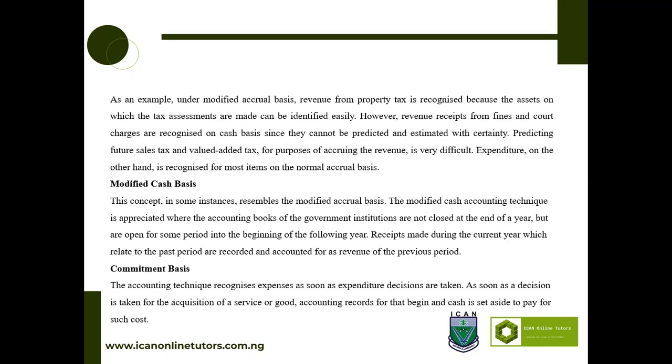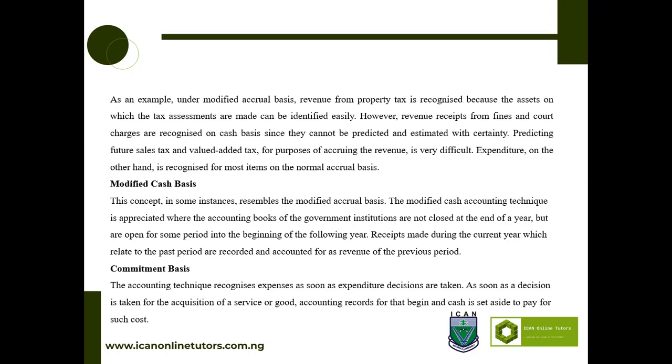All right, receipts made during the current year, which relate to the past period, are recorded and accounted for as revenue of the previous period. While on the cash basis, we said the cash basis recognizes cash and records a transaction when the cash transaction is made. So even if the transaction might have occurred in the previous year, since you are collecting the cash in the new year, you recognize that transaction to have occurred now in the books of accounts.